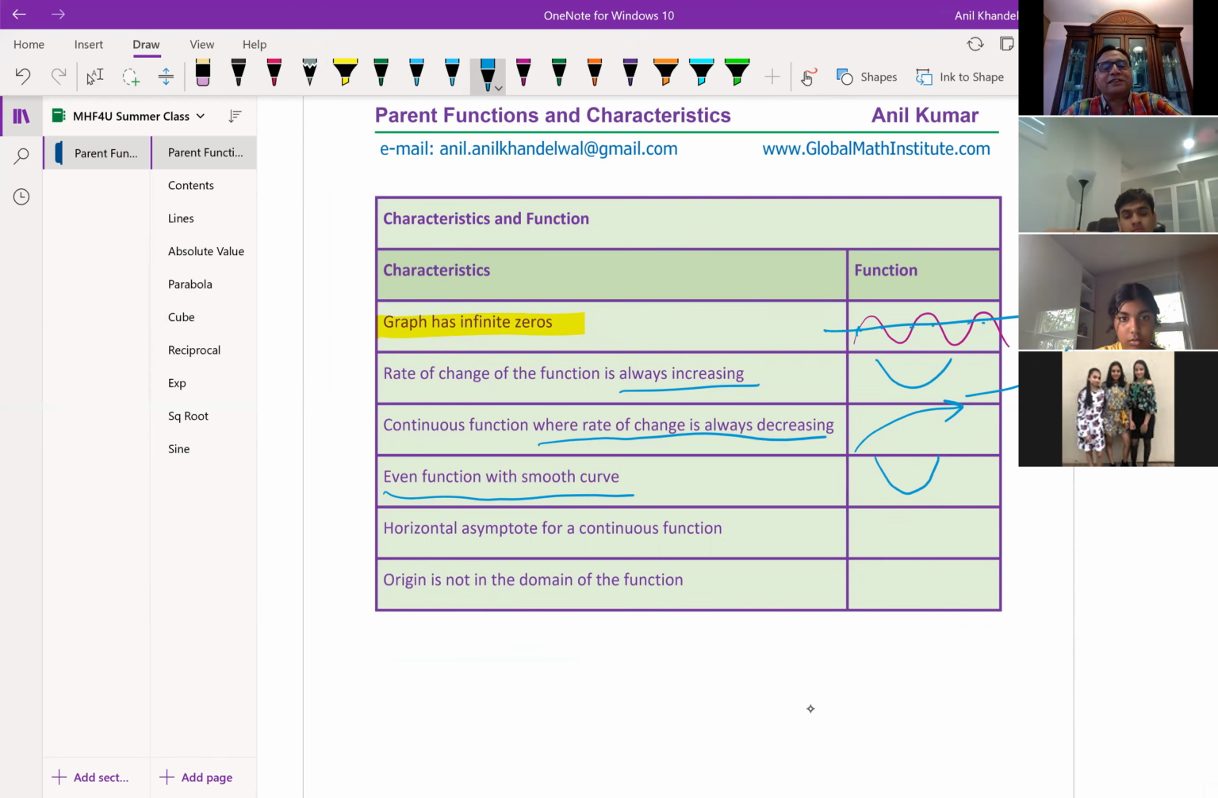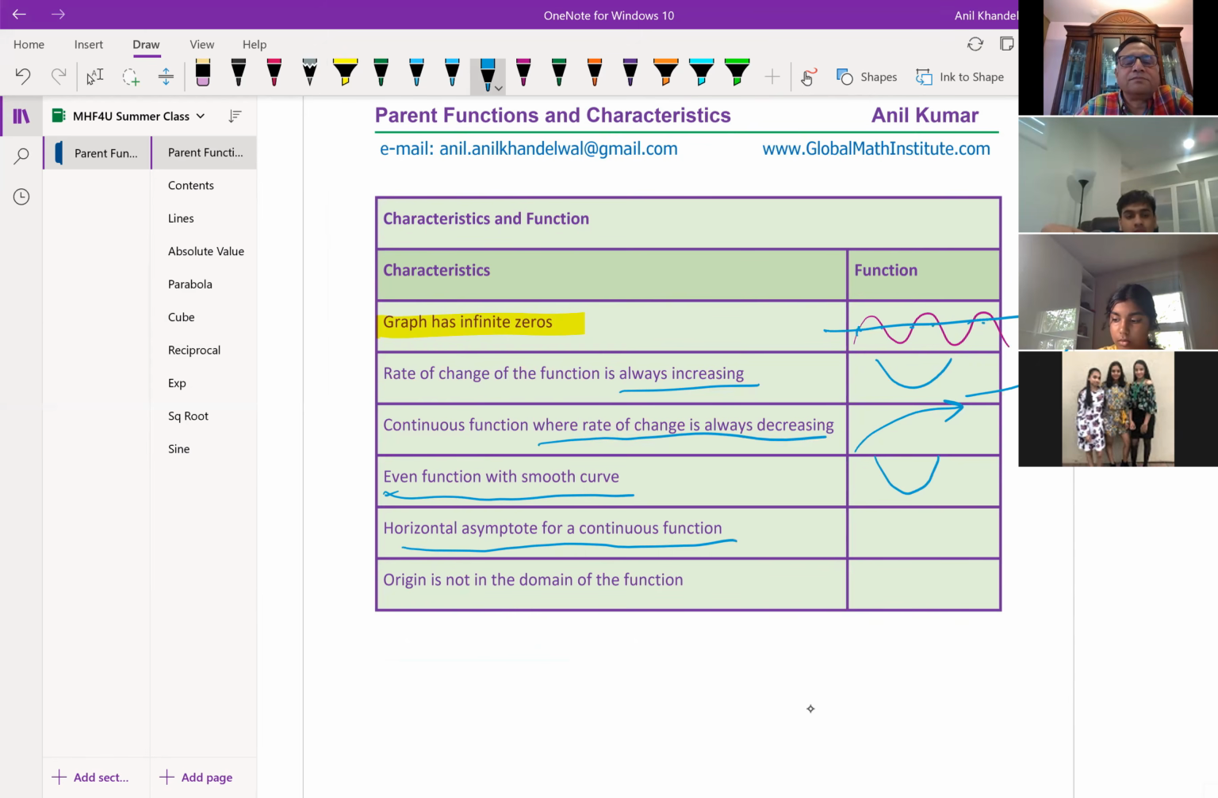So even function is x square. You get the idea? Parabola. y is equal to x square. Even function, right? Horizontal asymptote for a continuous function. Which function has a horizontal asymptote and it is continuous?